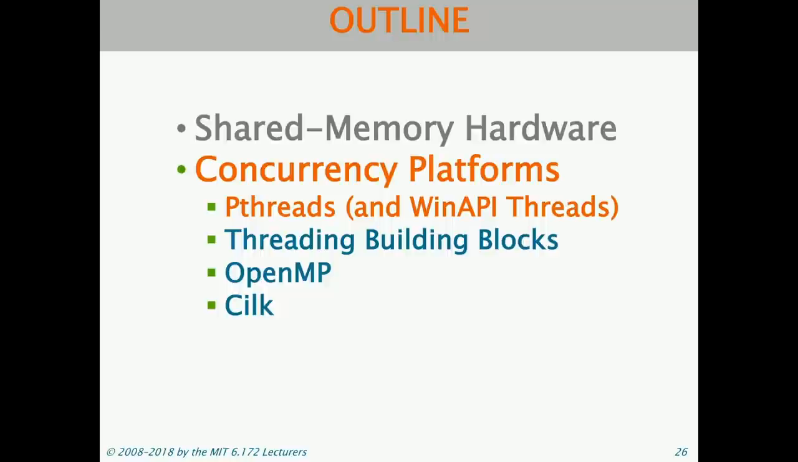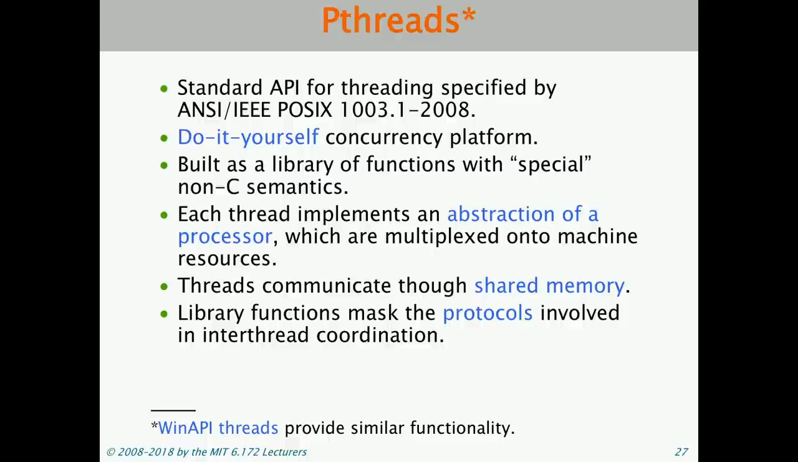Okay, so let's now look at how we can use pthreads to implement this simple Fibonacci algorithm. So pthreads is a standard API for threading, and it's supported on all Unix-based machines. And if you're programming using Microsoft products, then the equivalent is WinAPI threads. Pthreads is actually a standard in ANSI IEEE. So there's this number here that specifies the standard. But nowadays, we just call it pthreads. And it's basically a do-it-yourself concurrency platform. So it's like the assembly language of parallel programming.